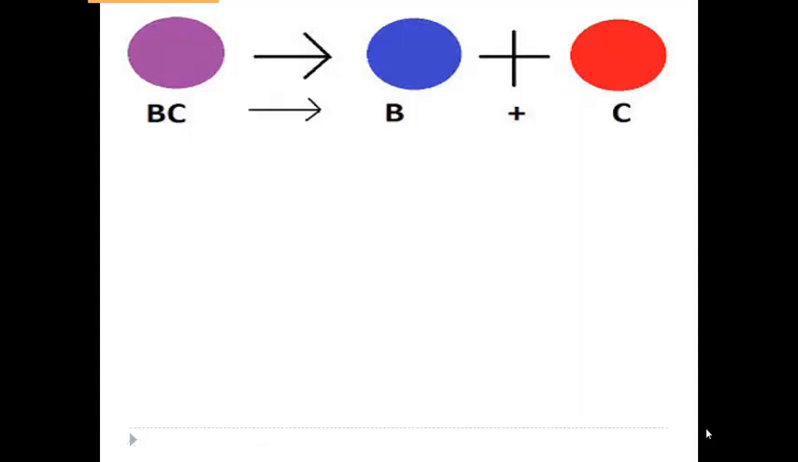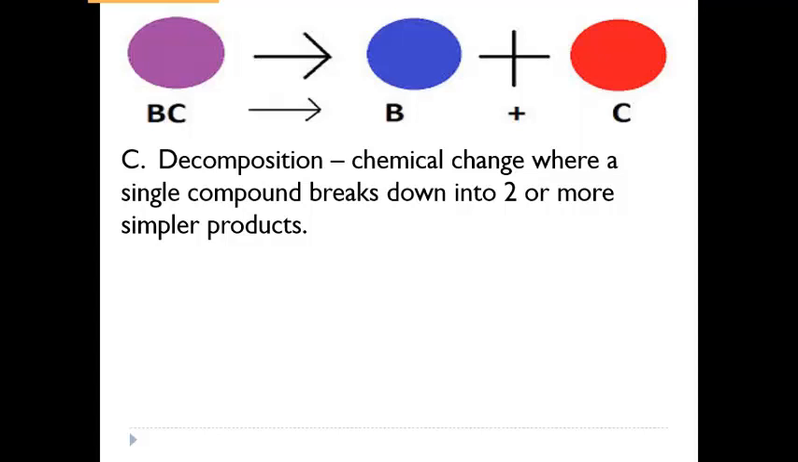A second type of chemical reaction is called decomposition, and you can see from the picture you're going to have a single compound and it's going to be broken down into individual elements, or it could be broken down into an element and a compound, but we have to have at least two products. For decomposition, it's a chemical change. You are taking your beginning substance, your beginning reactant, and you are chemically altering it into two or more smaller products. There is only one reactant.